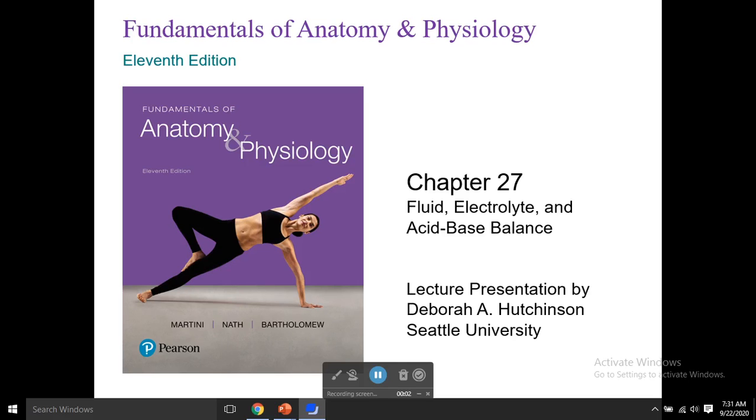Chapter 27, Fluid, Electrolyte, and Acid-Base Balance.